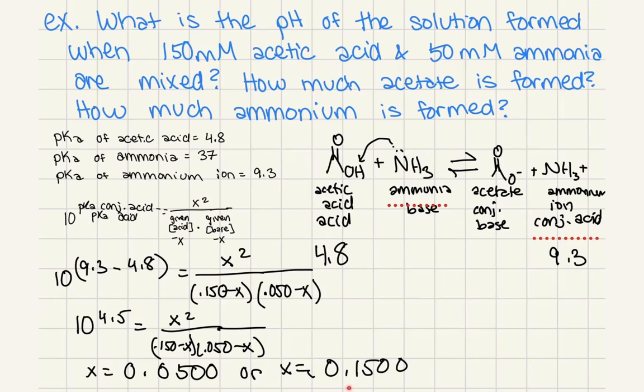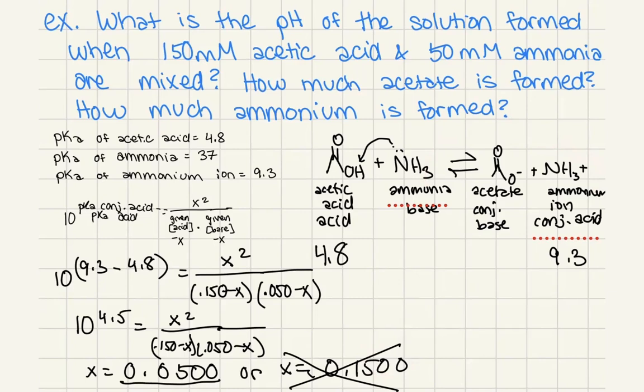Now, if we look at one of these answers, 0.150, that is going to be more than the amount of ammonia that we started with. If we had 0.150 as our x, remember that our x is going to be equal to this ammonium ion concentration. And this would be saying that even though we only put 0.05 moles in there, somehow we magically ended up with 0.150 moles of the protonated version of it, which is not possible. So instead, we can ignore this bigger solution, and this 0.0500 is going to be our answer.